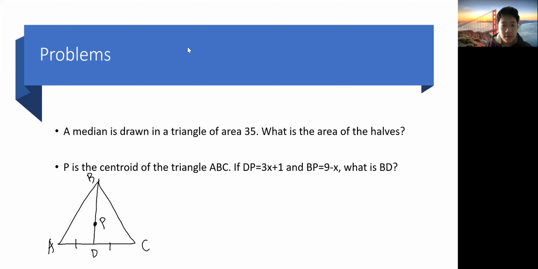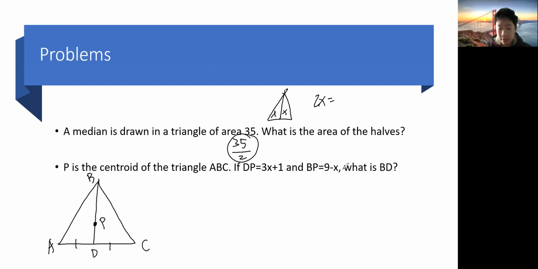So for these two problems, first we know that the median is going to cut a triangle in half, so that both halves are going to have equal area. So what does that mean? If each half has equal area, then 2x equals the area of the original, which means each half has one half the area of the original. So each half is going to have one half the area, which is just 35 over 2.